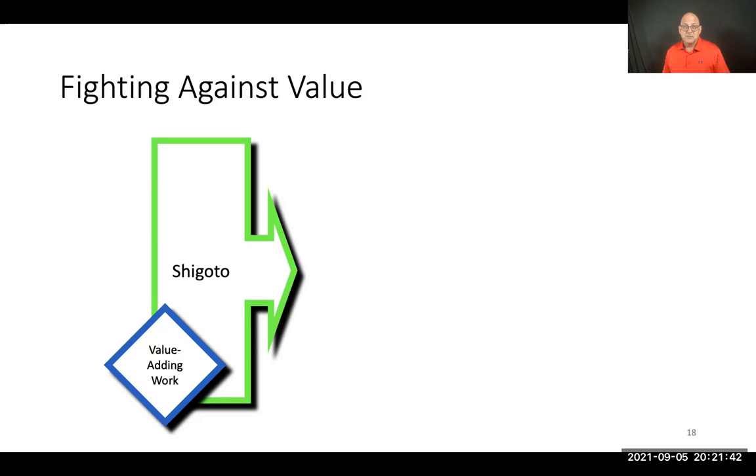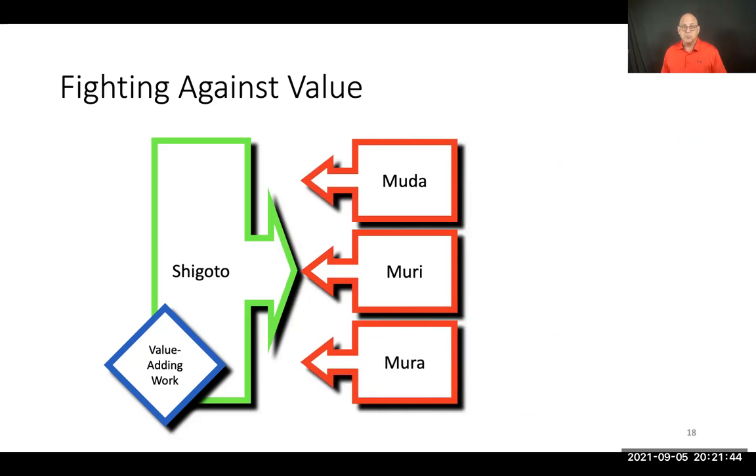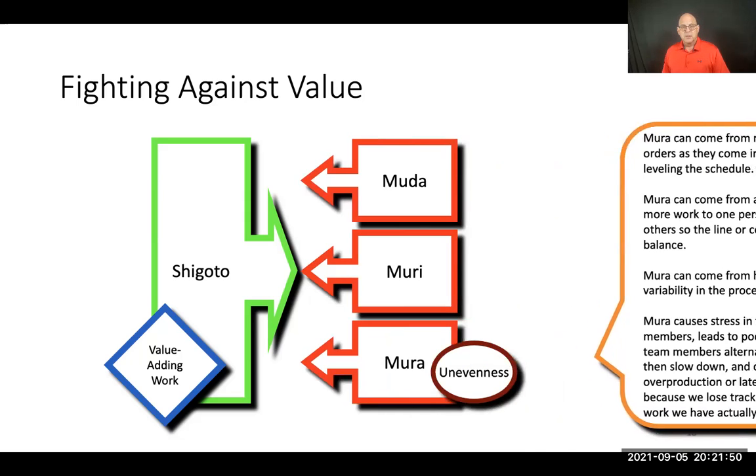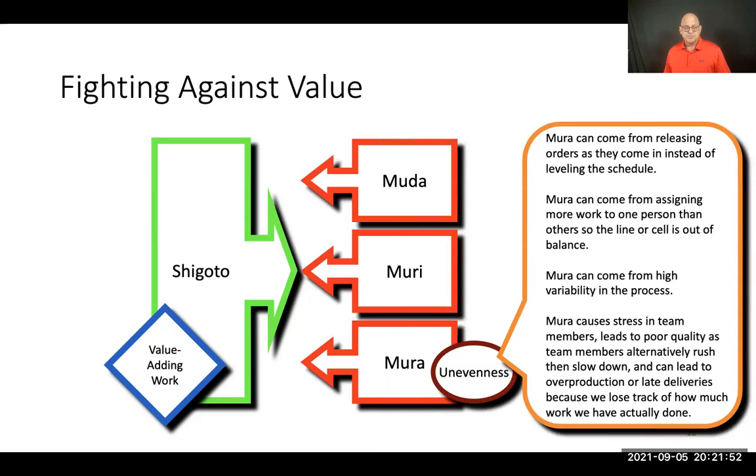Japan has three key types of waste: Muda, Muri, and Mura. Now let's start with definitions of the Mura. That really just means unevenness. Anytime there are periods in a process where a team member has to speed up and then slow down, and then speed up and then slow down, that kind of unevenness puts a lot of stress on people.